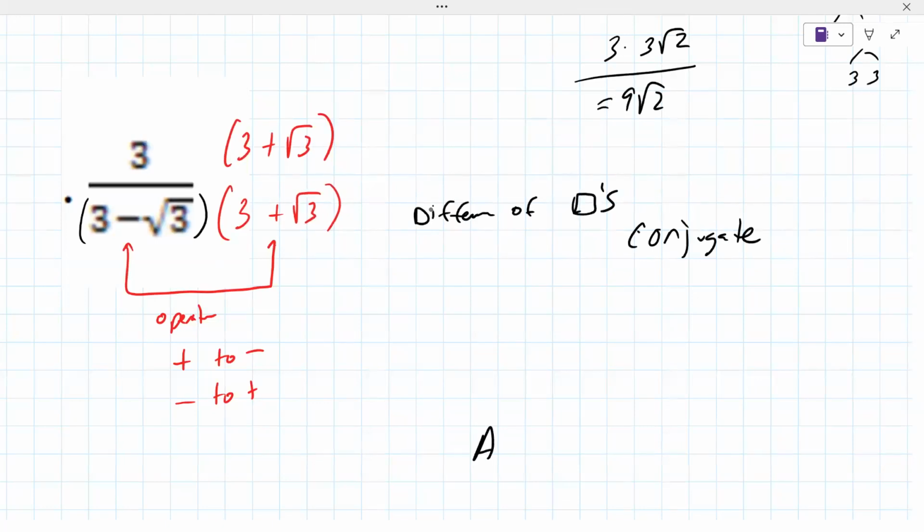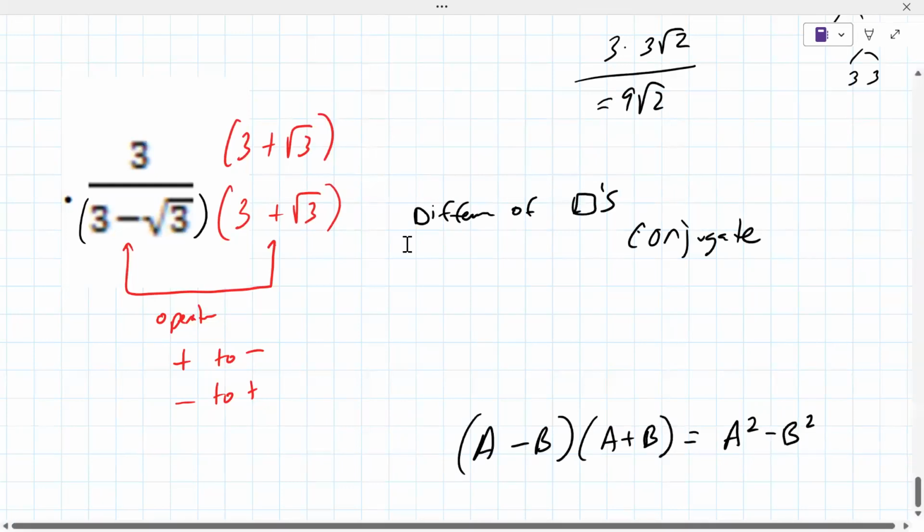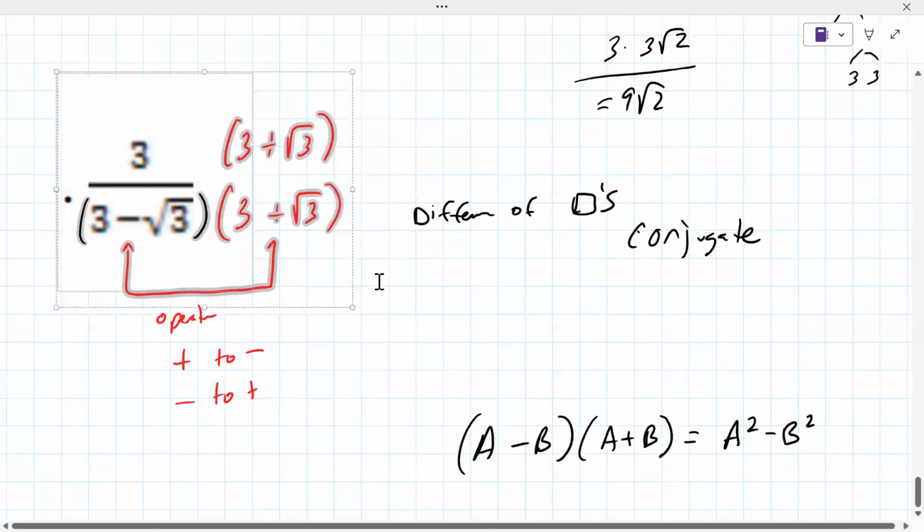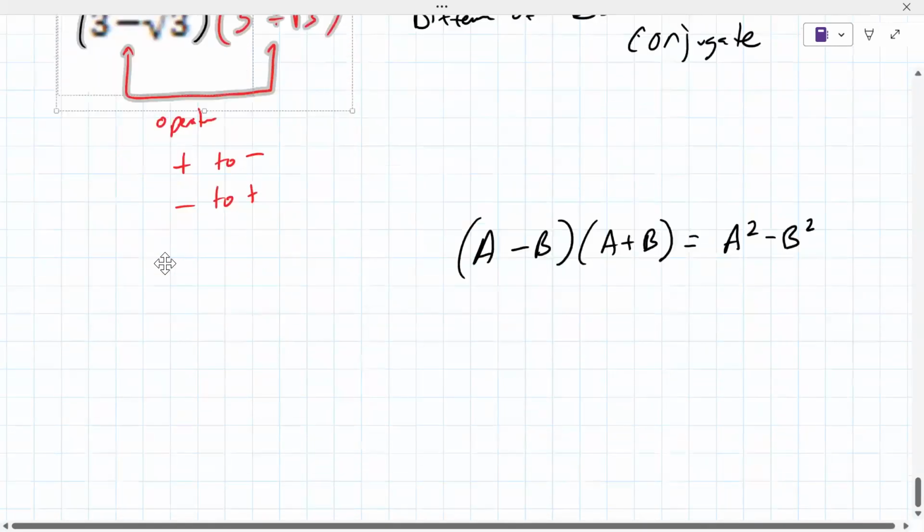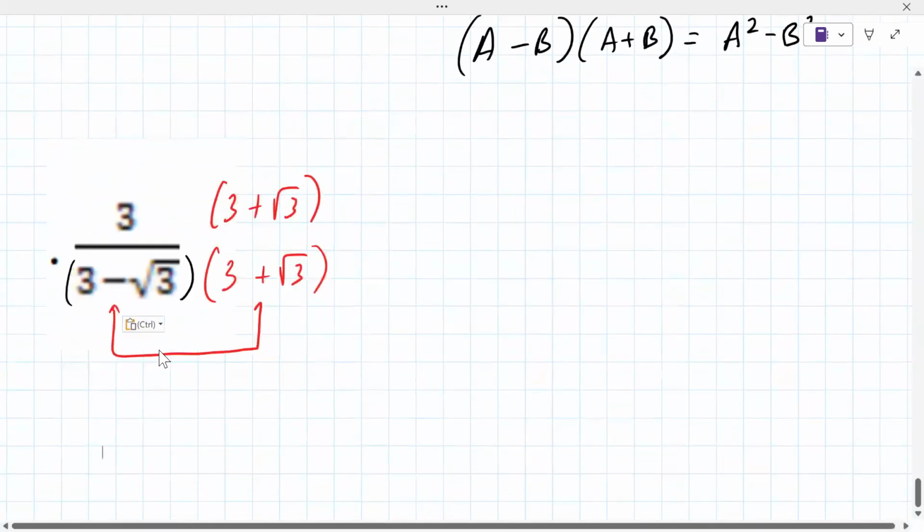And the difference of squares, if you have a minus b times a plus b, it always becomes a squared minus b squared. And so the thing is, when you do enough of these, you notice this pattern, but maybe the first time you don't. You're like, all right, I don't trust it. So you end up foiling.